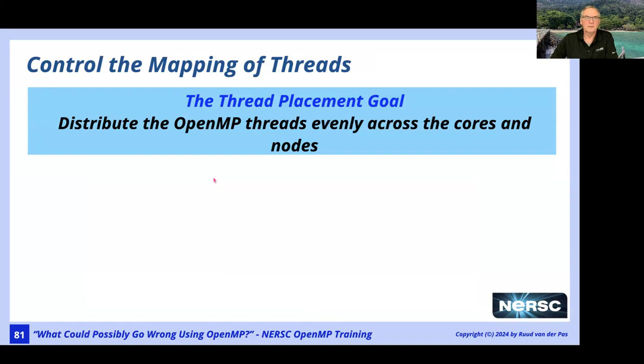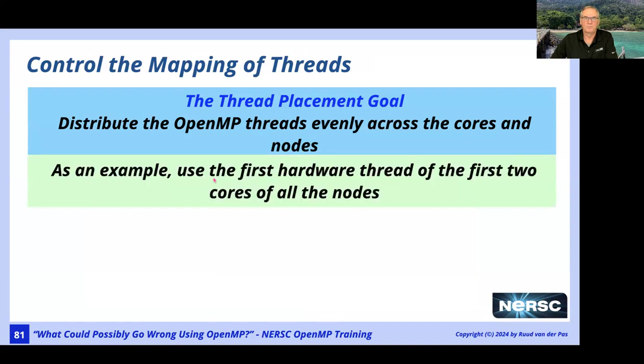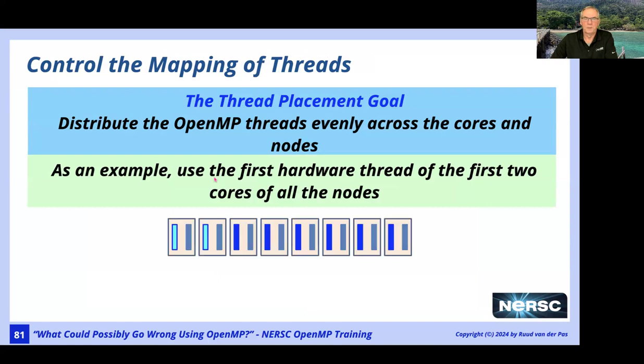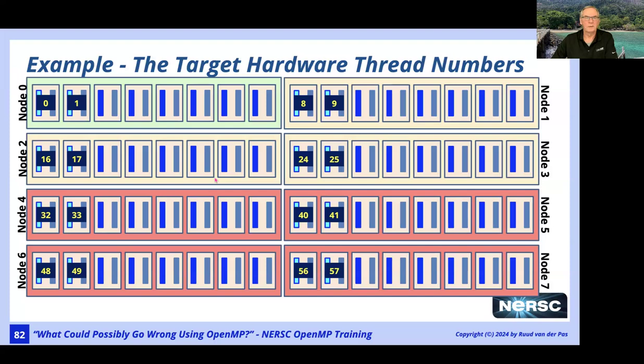Then I have my thread placement that I have to think about. And let's say in this case, I want to distribute all the threads evenly across the cores and the nodes. That's my goal. So for example, I want to use the first hardware threads of the first two cores of all the nodes. How do you go about that? Well, here's a little diagram. So in this case, let's say I want to only use those light blue colored threads. Then I have to figure out the number. And that's shown here across the whole system.